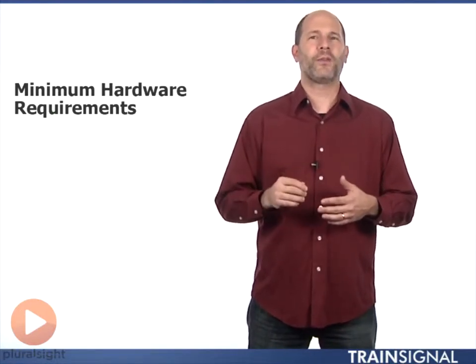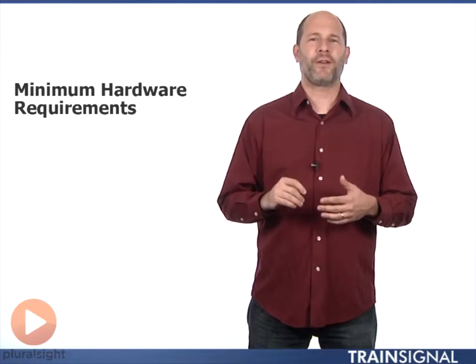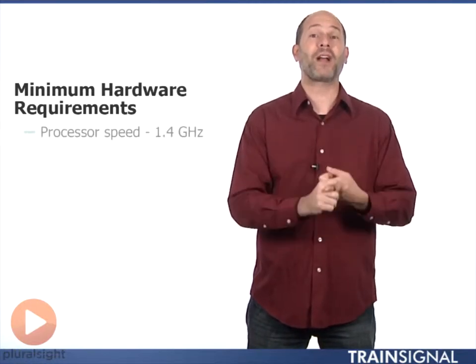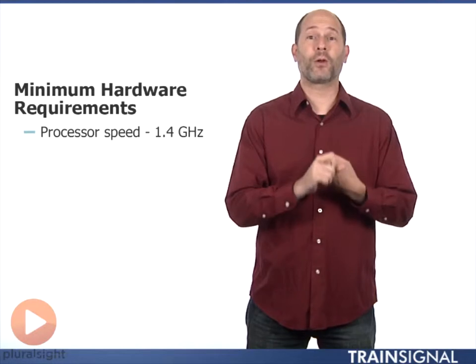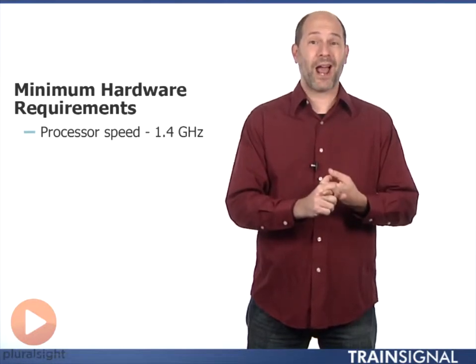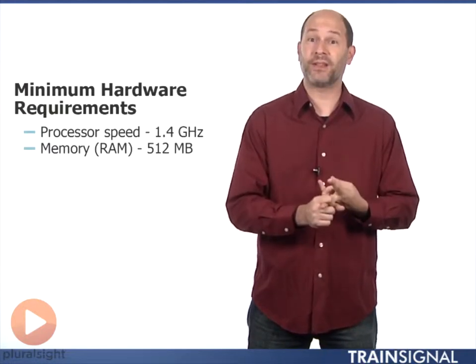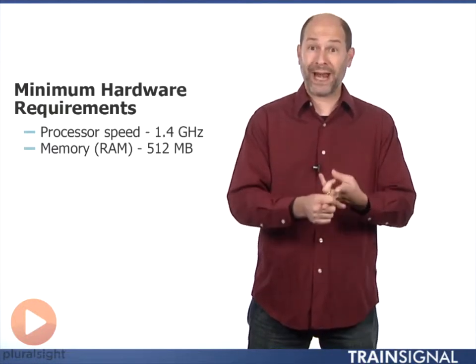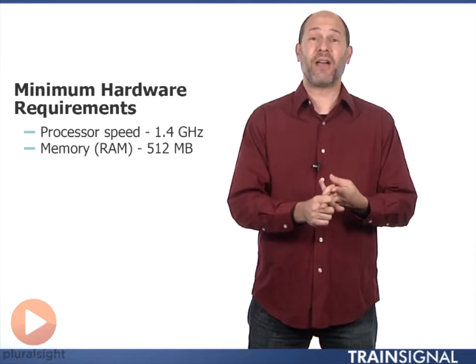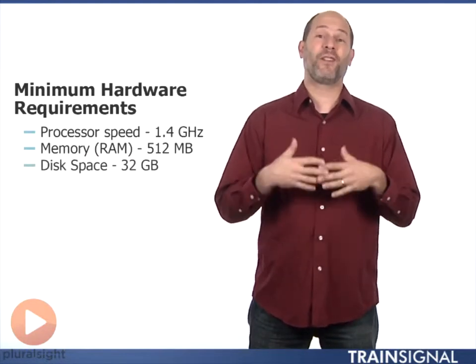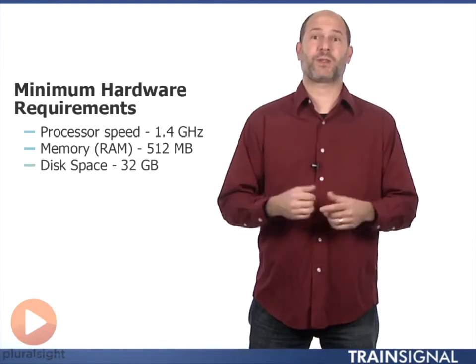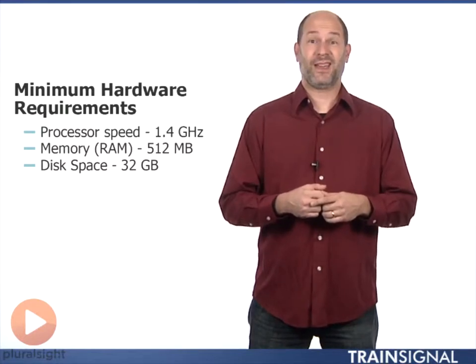So real quick, there's three main things you got to make sure that you have. First of all, the computer has to have a processor that's at least 1.4 gigahertz. You have to have at least half a gig or 512 megabytes of memory or RAM. And you have to have at least 32 gig of available hard disk space. And that's pretty much it.